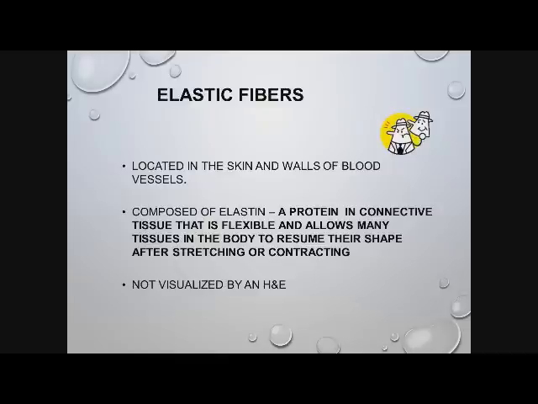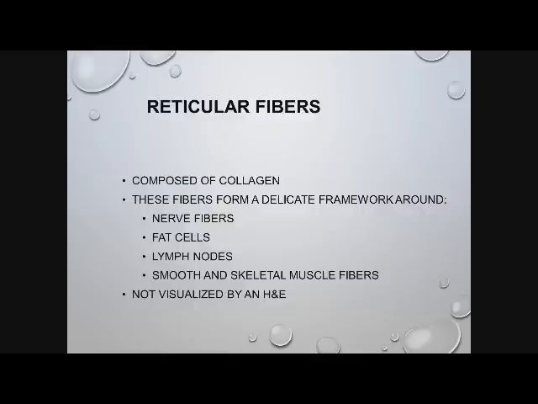We're going to come back to collagen, but elastic fibers are located in the skin and walls of blood vessels. They're composed of a protein called elastin. It's flexible, and it allows many parts of our bodies to resume their shape after stretching. When you smile, when you frown, when you make your forehead have wrinkles in it and it pops back, that's because you have elastin. It's not visualized by an H&E. Reticular fibers, the last one, are composed of collagen. These fibers form net frameworks around nerve cells or nerve fibers, fat cells, lymph nodes, and smooth and skeletal muscle fibers. They are not visualized by an H&E.